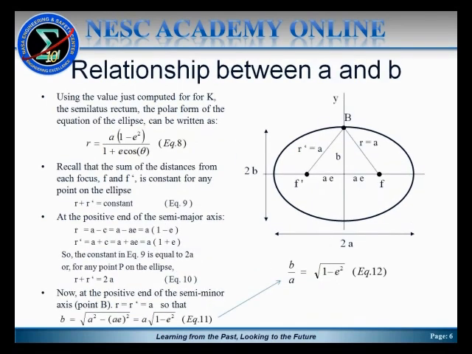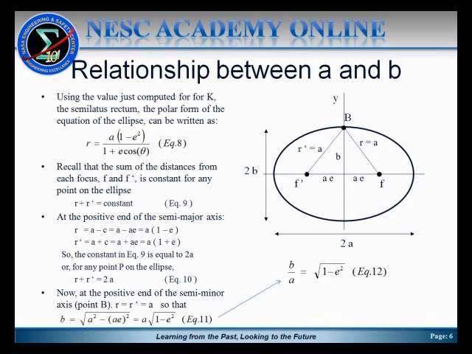Well, what's the relationship between a and b, the semi-major axis length and the semi-minor axis length? Using the value that we just computed for k, we can rewrite the polar form of the equation for the ellipse as shown as the first bullet here in equation 8. That is, r is equal to a times the quantity 1 minus e squared divided by 1 plus e cosine theta.